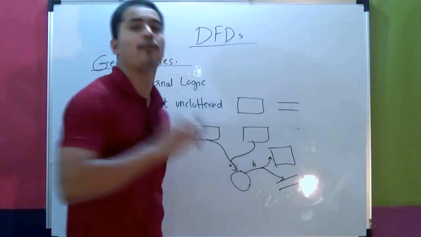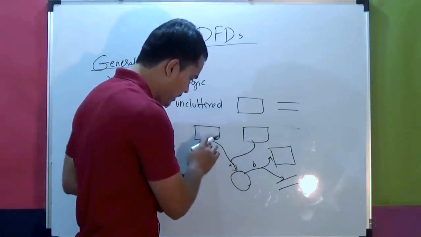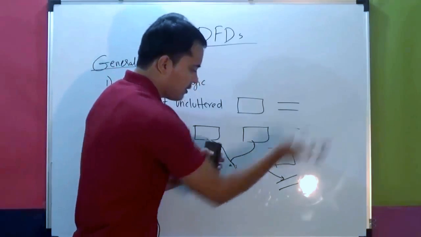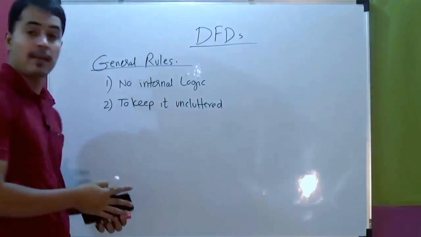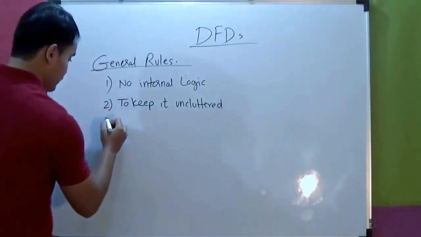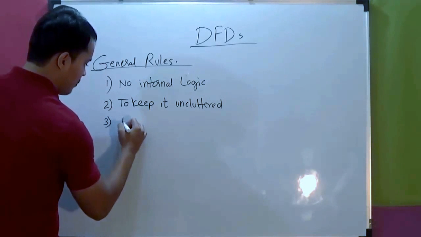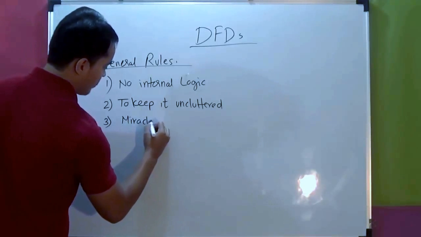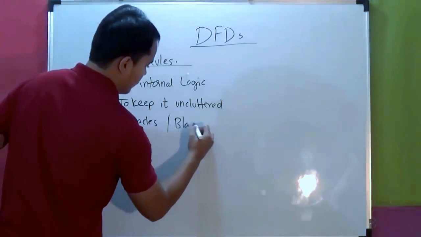In this case, this is called a fork. This is your join, incoming, and this is outgoing, so that is a fork. Very important rule, one more rule: you cannot have miracles or black holes.